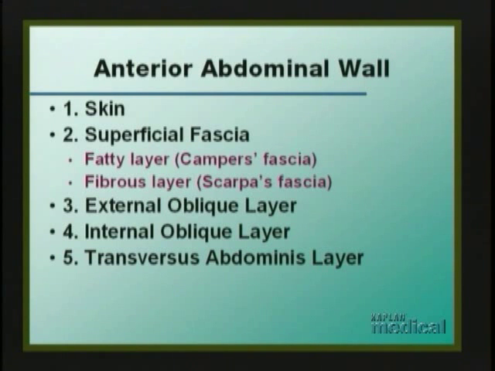Now, each of those 3 layers has 3 components. 3 different kinds of materials are found in each of those layers, and it's important that we deal with those 3 components one at a time to make sure that we recognize the differences, because as we look at the inguinal region and the descent of the testis, we will have to deal with these different components in different ways. So let's use the external oblique layer as our example, but this will apply to all 3 layers.